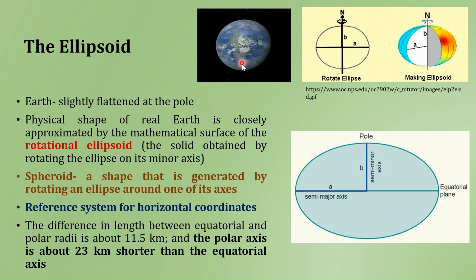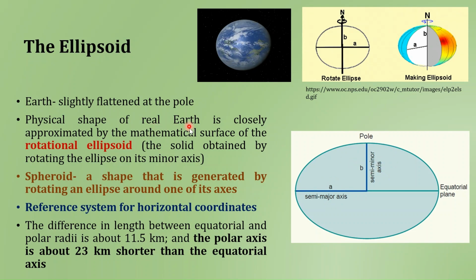As the earth is slightly flattened at the poles, we can now consider the earth as a rotating ellipse. So here, this is the shape of the ellipse where the equatorial axis is referred to as the major axis, and the radius is referred to as the semi-major axis, while the polar axis is referred to as the minor axis and the radius as the semi-minor axis. So the semi-major axis is represented as A and the semi-minor axis is represented as B.